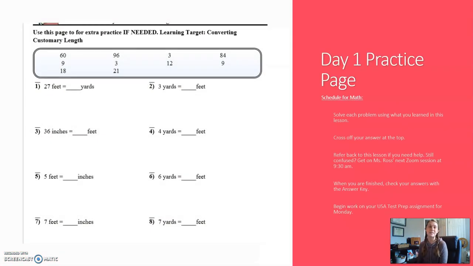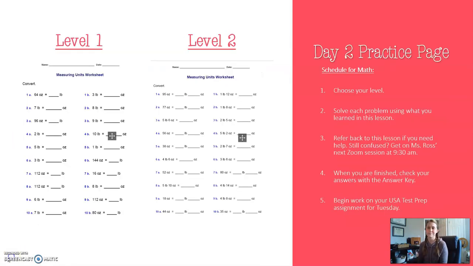All right, it's time to get to your practice problems for today. Okay, there you go. That's a better look. So it's time for us to move on to our daily practice. For this daily practice, you guys have a choice. I have a level one practice page and a level two practice page. Depending on how you're feeling after watching the video and after what we did on Monday, choose the level that works for you, okay?